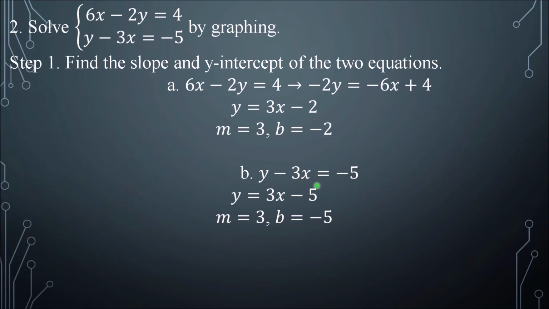Next, y minus 3x equals negative 5. So we'll change this to slope-intercept form. We transfer this negative 3x to the other side, so it will become positive. Now, as you can see, the slope is 3 and the y-intercept is negative 5. So we'll be using all this information to graph the two lines.